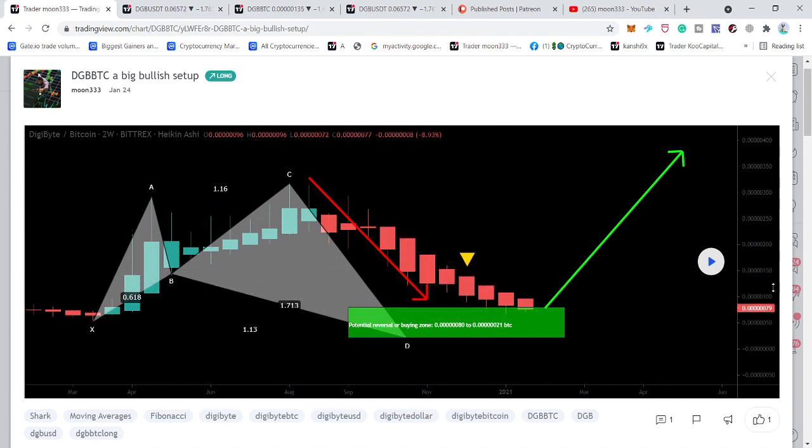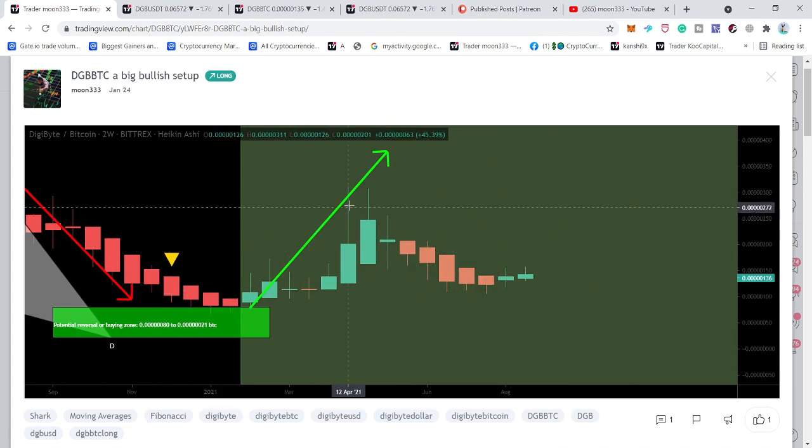You can see at that time the price was 79 satoshis. And after playing the chart, you can see that the price action rallied up to 311 satoshis. That is more than a 290% big move.